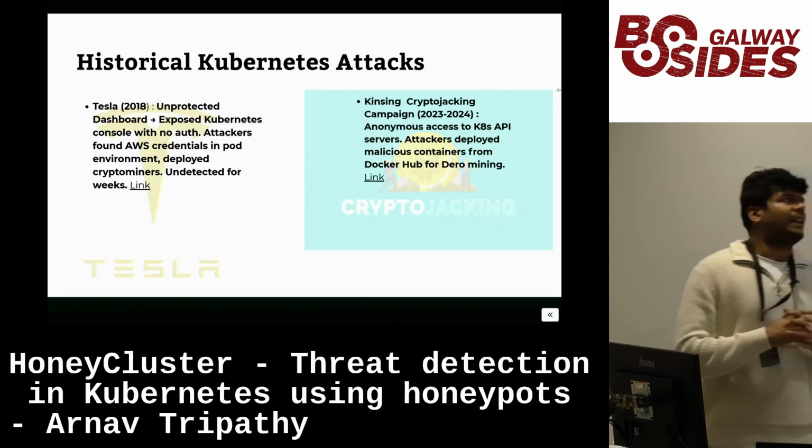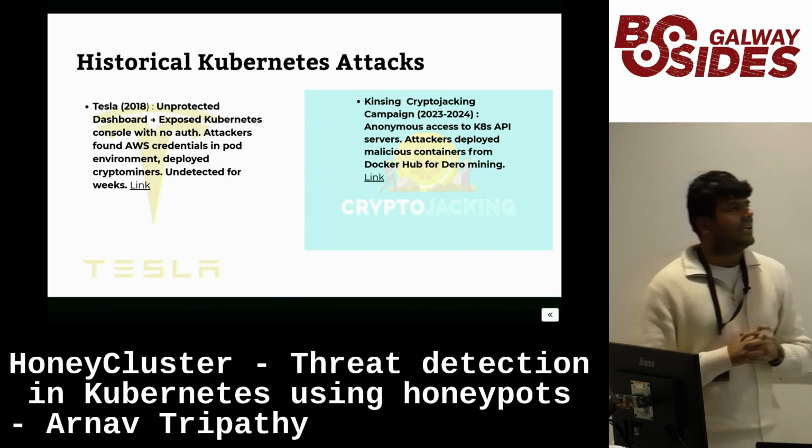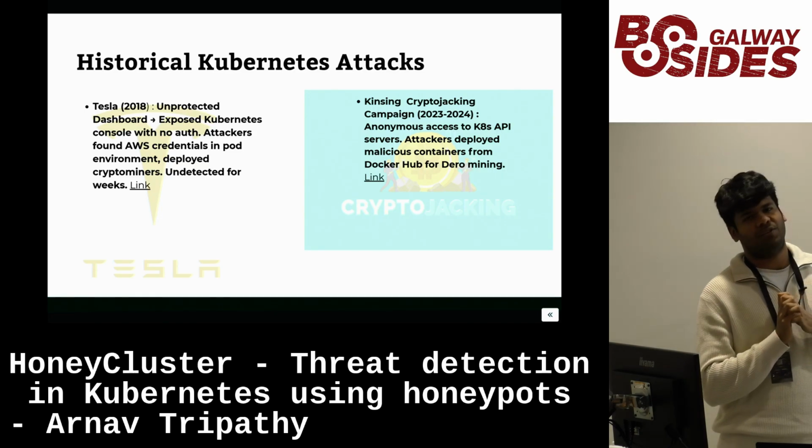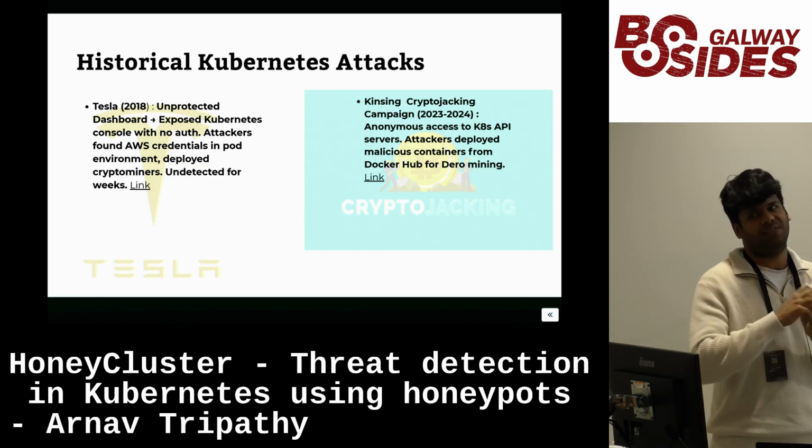Historical Kubernetes attacks, there are a lot of them, but I like these two over here. One of them being Tesla. This is a very famous one. So Tesla was breached because Kubernetes has something called a Kubernetes dashboard.